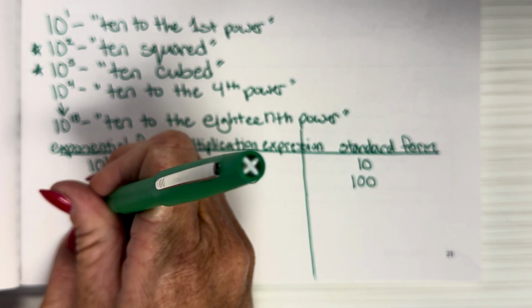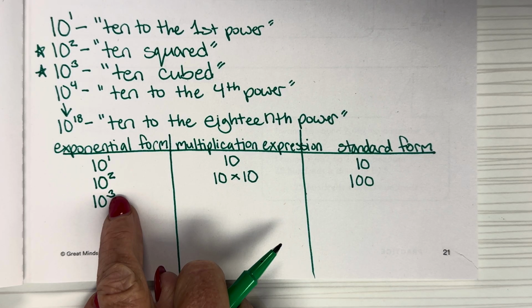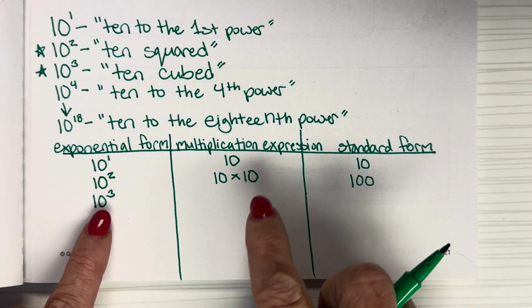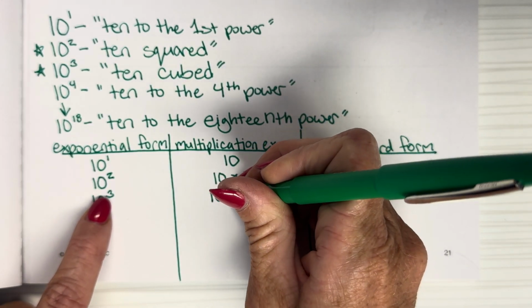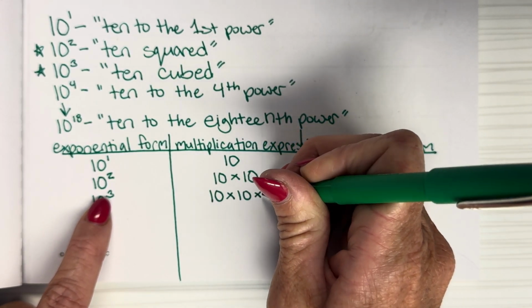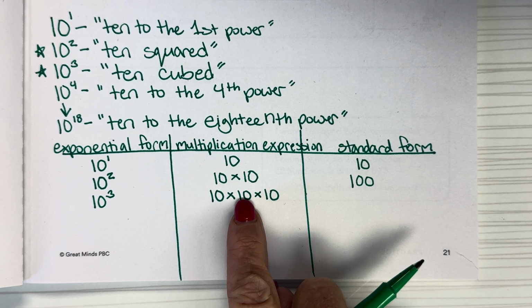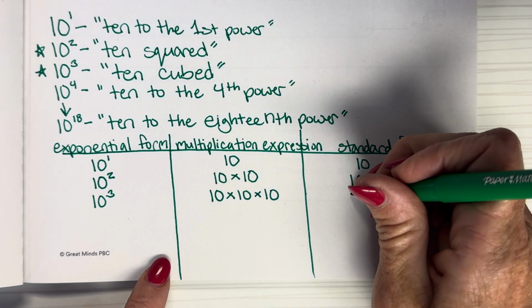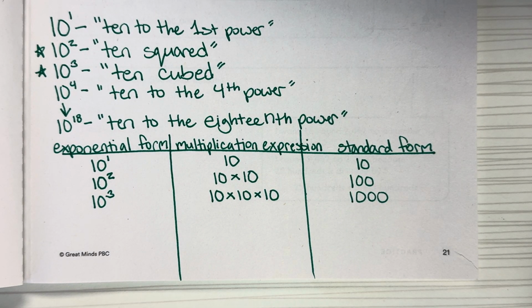If I have 10 with an exponent 3, I would say 10 cubed. And the way that I write this is I am multiplying 10s and I have 3 of them. So if I solve this, I have 10 times 10 is 100, and 100 times 10 is 1,000. Okay, we're only going to do one more.